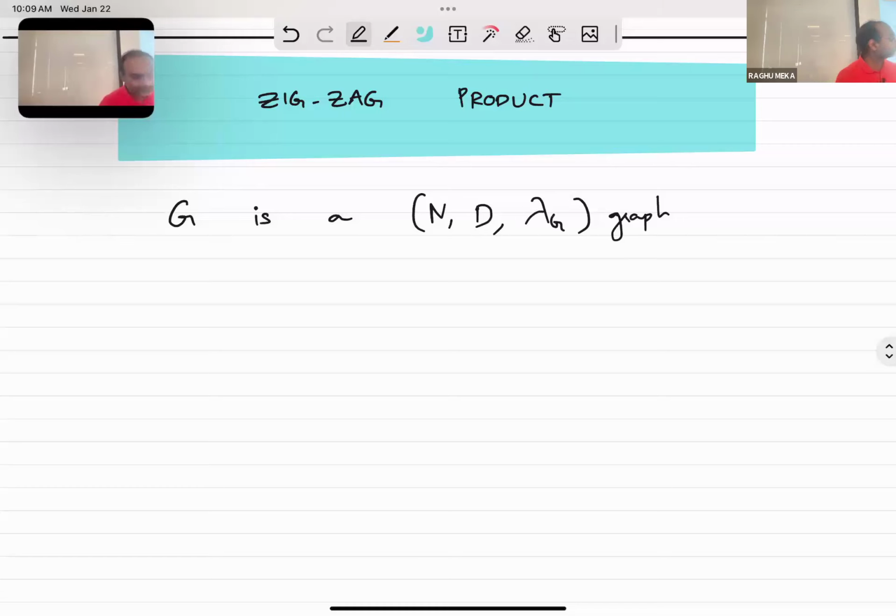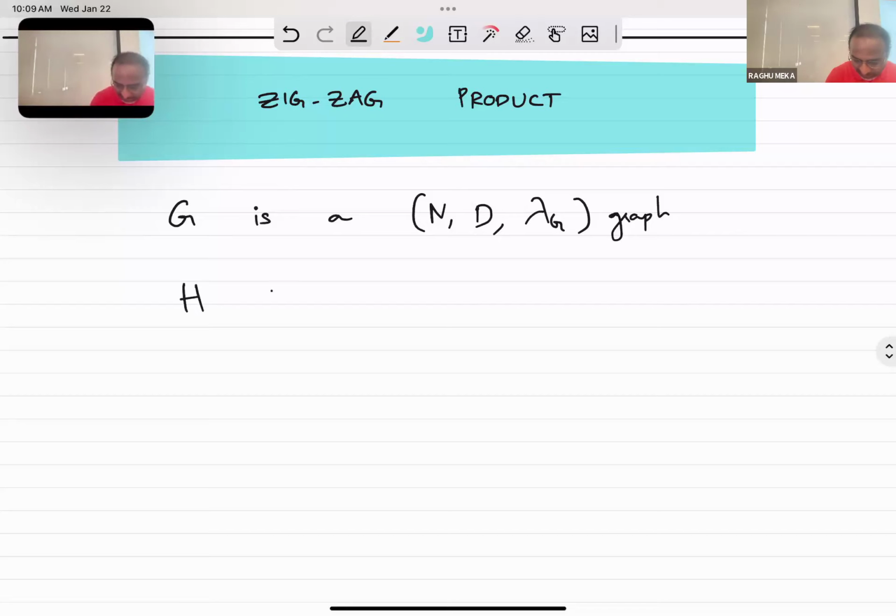okay, recall our notation. For us, the most important things in a graph are the number of vertices, the degree of the graph, and the second largest eigenvalue, right? Which I'm denoting by lambda G. So the definition doesn't care about what lambda G is, but let me just put it there as a placeholder.